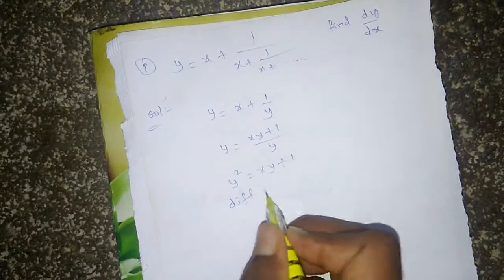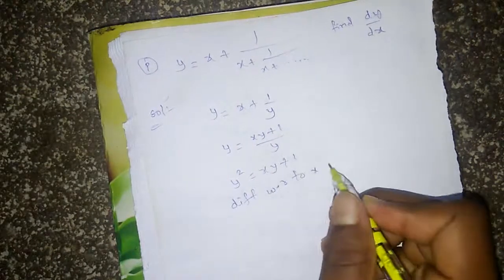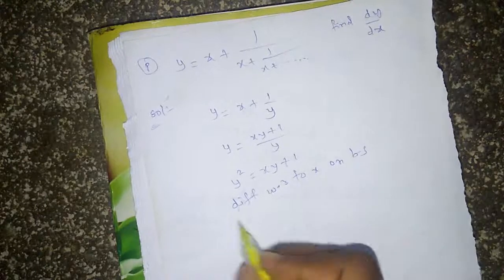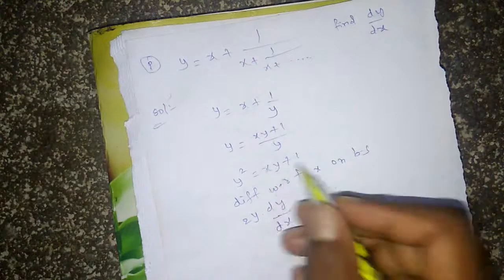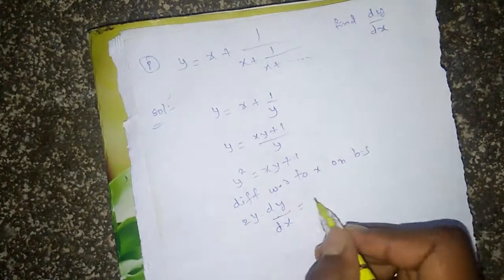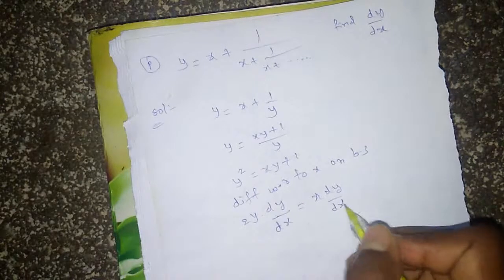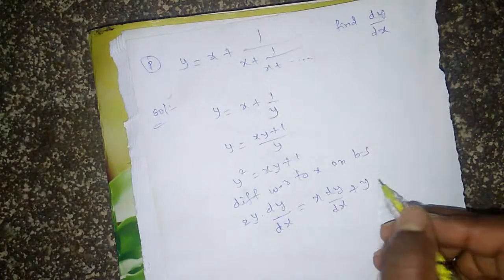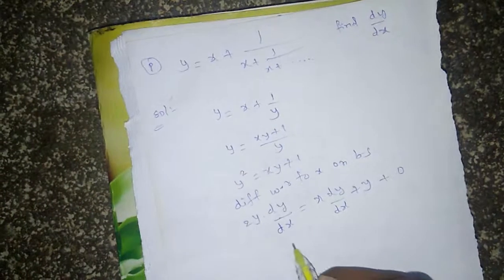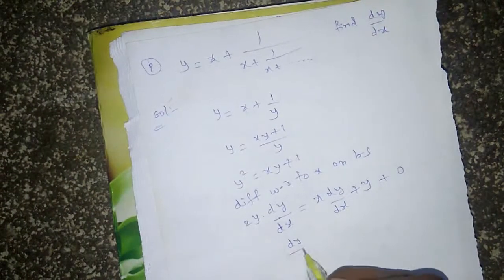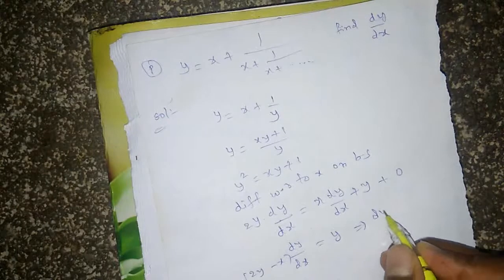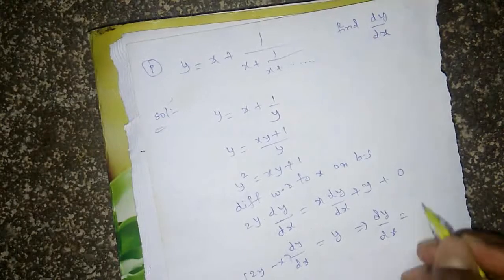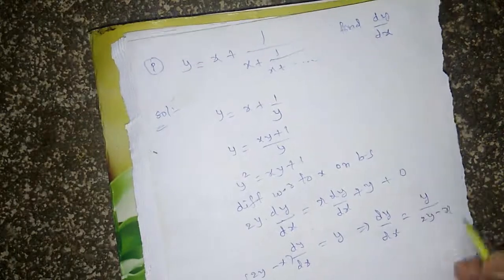Now differentiate with respect to x on both sides. Derivative of y square is 2y into dy by dx is equal to derivative of xy. This is a product, so apply product rule here. X into dy by dx plus y into dx by dx, which is 1, plus derivative of 1 is 0. Therefore, take dy by dx common. This is 2y, this x will be minus x, that is equal to y. This implies dy by dx is equal to y by 2y minus x.